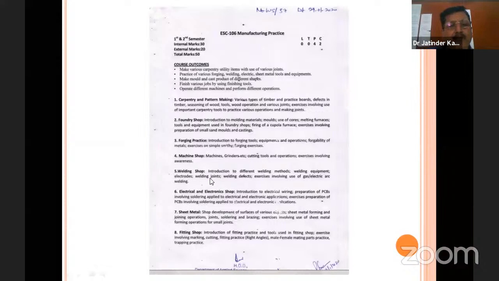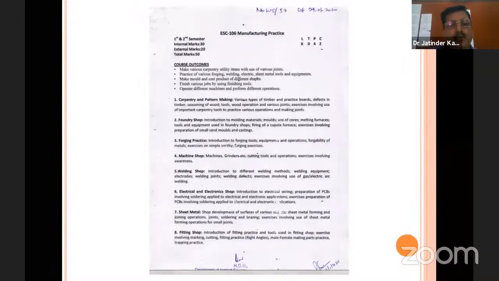That process is carried out in the welding shop, where each student learns different welding methods, welding equipment, welding joints, what the various welding joints are, and what defects are generally encountered in welding, right? Certain joining also takes place in forging, right? In forging, the student will learn that process too.